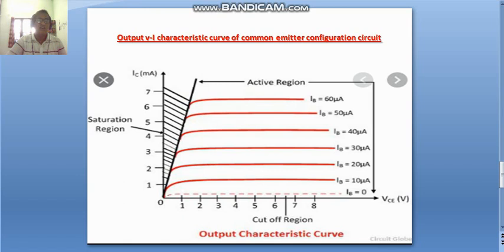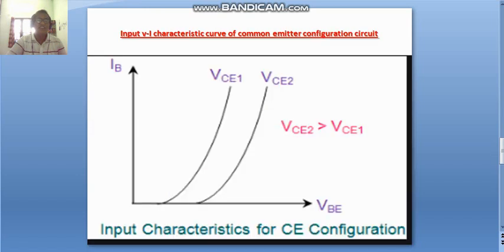By observing these graphs, we can explain the input as well as output circuits of common emitter as well as common base, as we discussed previously.